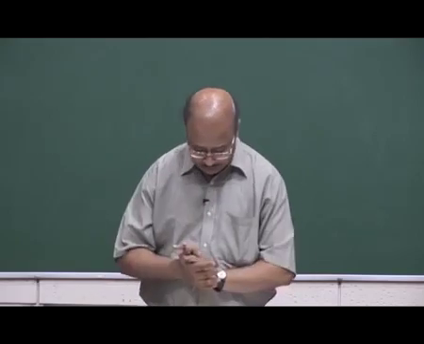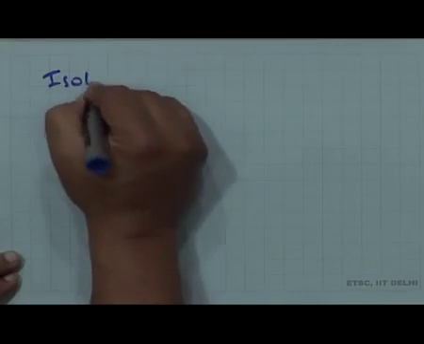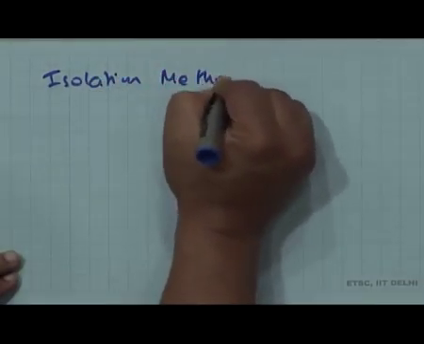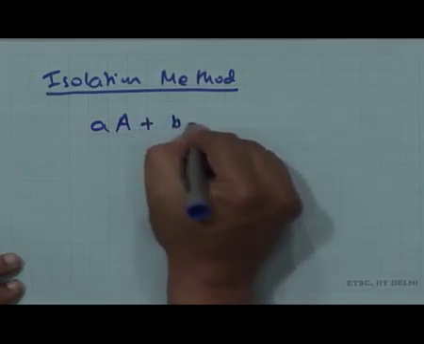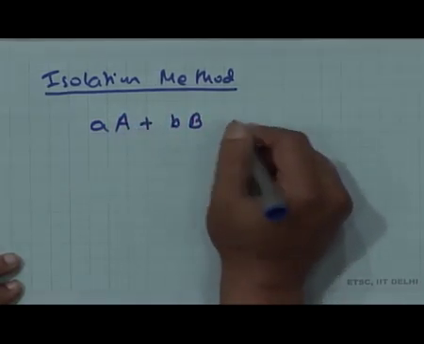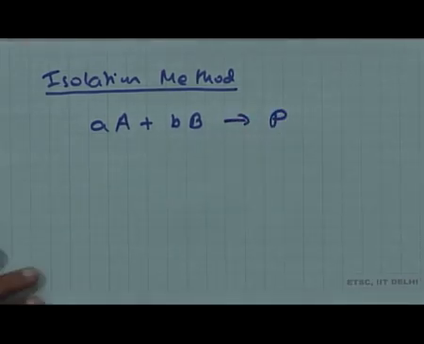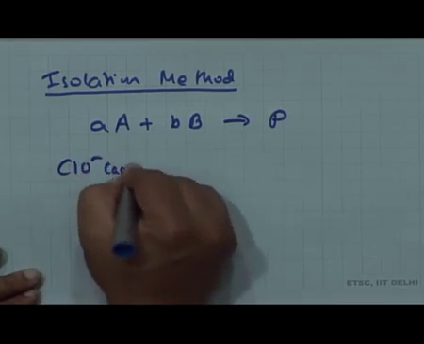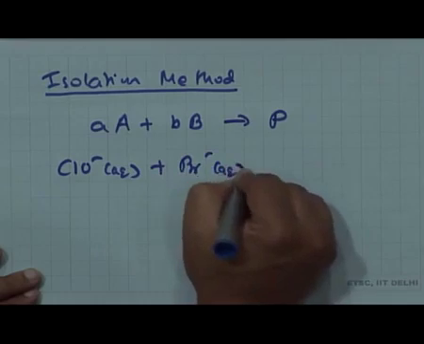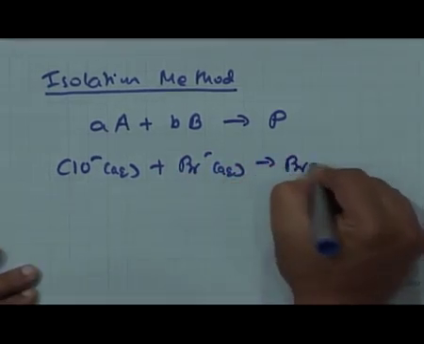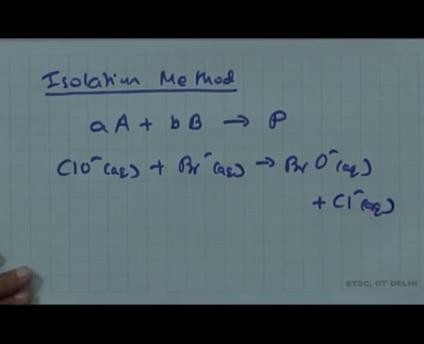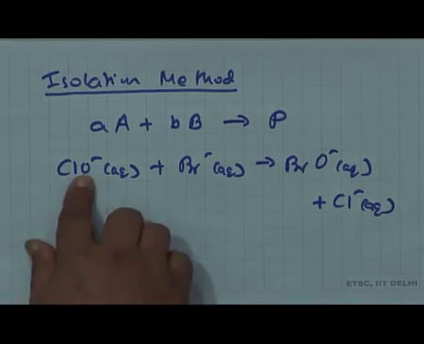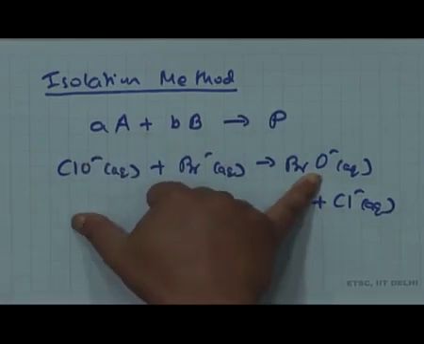So, let us go back to our initial reaction. We are talking about the isolation method. Remember, the general form of the reaction was A plus B with their corresponding stoichiometric coefficients going to P. Let us take this reaction, which is ClO minus aqueous plus Br minus aqueous going to BrO minus aqueous plus Cl minus aqueous. This reaction involves two reactants, ClO minus and Br minus, the products being BrO minus and Cl minus.